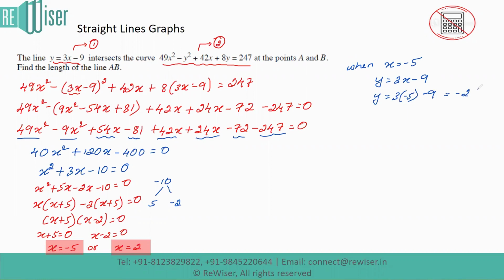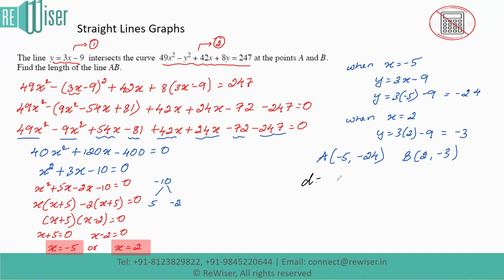And when x is 2, y would be 3 times 2 minus 9, which is 6 minus 9, which is minus 3. So now the two points are (minus 5, minus 24) and (2, minus 3). We can label these as point A and point B. Now, the length of AB is just the distance between these two points.